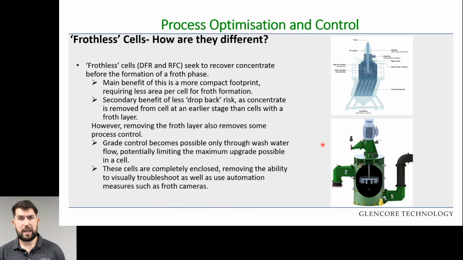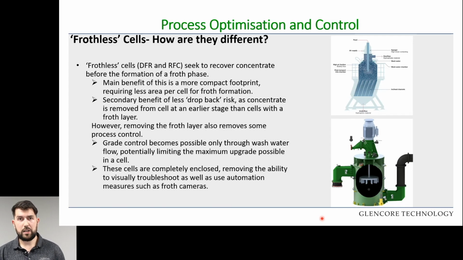Now, frothless cells, how are they different from traditional cells? Well, frothless cells, such as the DFR and the reflux flotation cell, seek to recover the concentrate before you form a froth phase. So the main benefit of this is that you end up with a more compact footprint of your cell, and you require less area for froth formation.